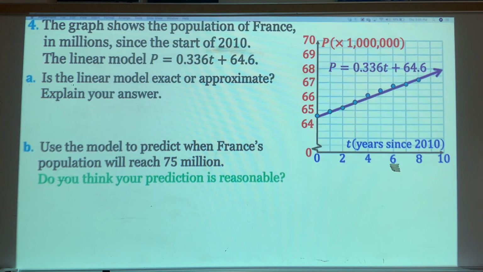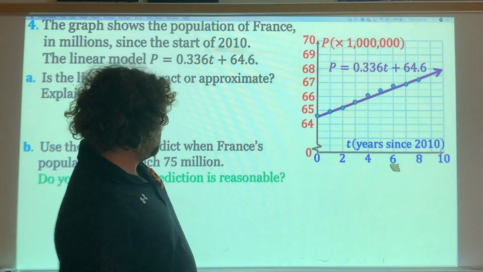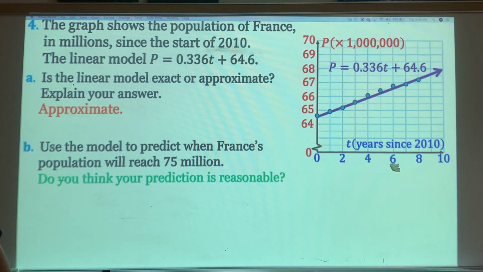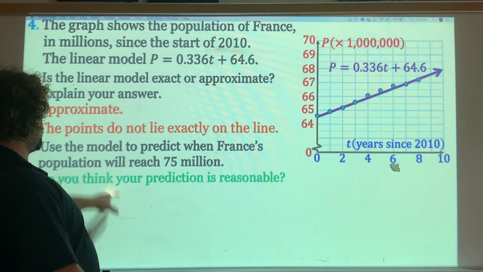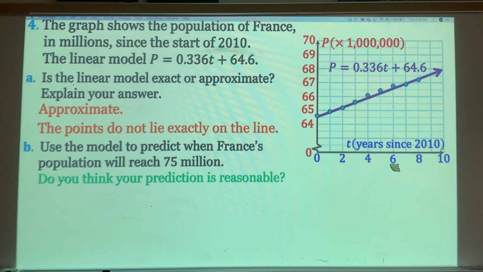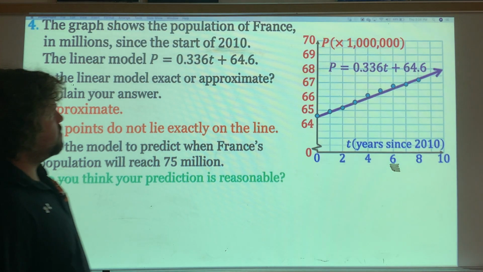The graph shows the population of France, in millions since the start of 2010. The linear model, P equals 0.336T plus 64.6. Is the linear model exact or is it approximate? Well, look at those points. Are those points exactly on the line? No, so it's approximate. All right, why? The points don't lie exactly on the line. That was pretty easy.